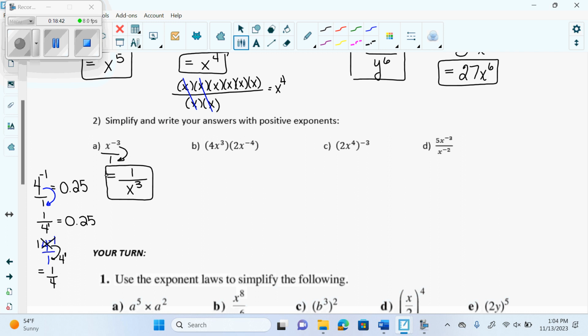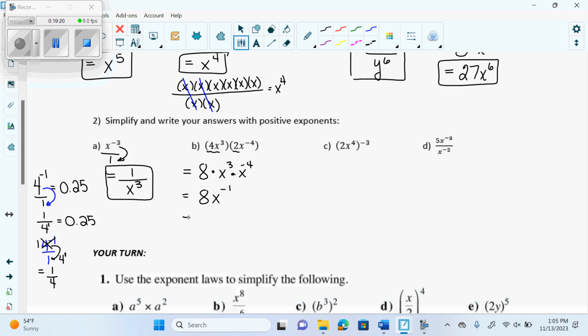B, we have two things multiplied, right? So you multiply coefficient, coefficient, and then exponent, exponent, or variable, variable. So here I'm going to go 4 times 2. What's that? 8. And then I technically get x cubed times x to the negative 4. So I get 8x to the what? What do I do when I have 2 bases, 2 exponents? Add them. So what's 3 plus negative 4? This is x to the negative 1.